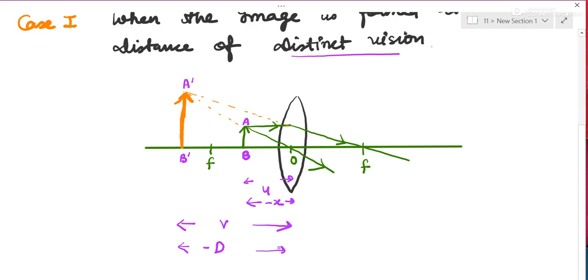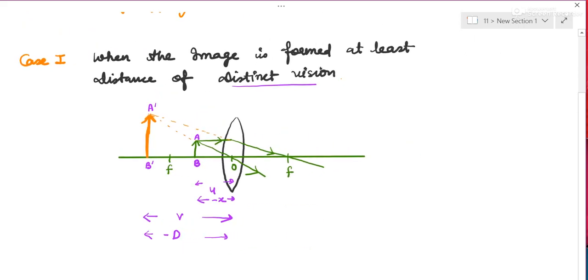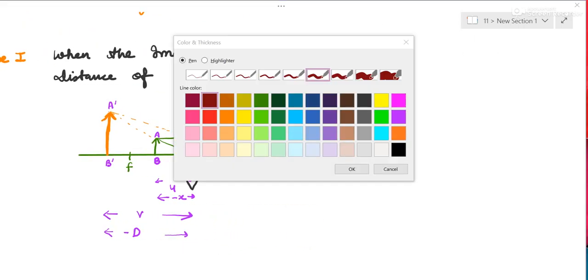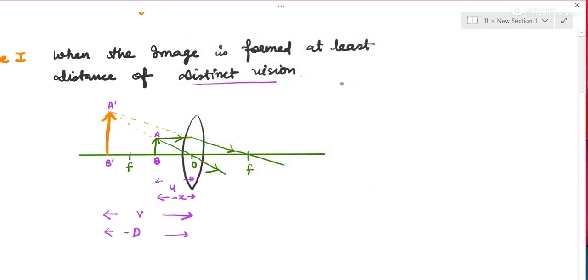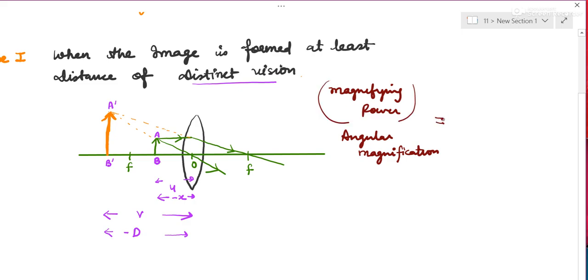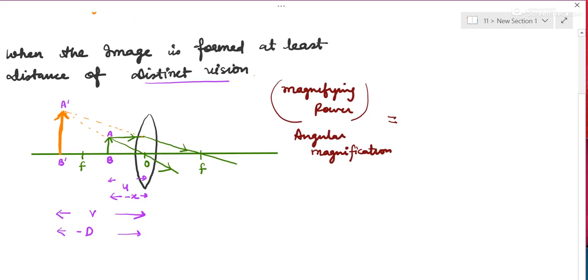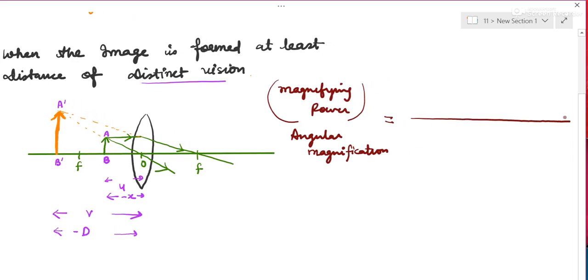So we would use magnifying power now. Magnifying power is not magnification. It is angular magnification. So it is not your normal linear magnification, height of image by height of object. No. It is magnifying power or angular magnification. So it will be equal to, see, the definition is fixed. We have to learn what the definition is.